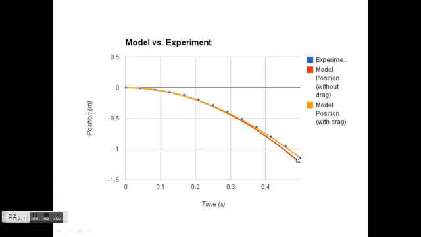Now, if the object was initially thrown downwards instead of being dropped, the terminal velocity would still be the same. After being thrown, the object would simply slow down until it reached its terminal velocity.